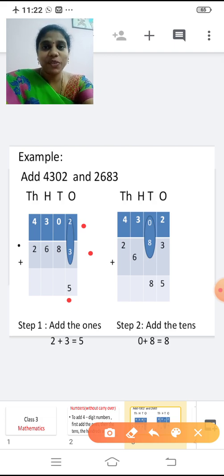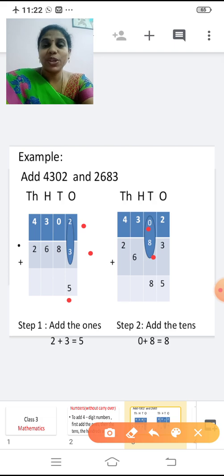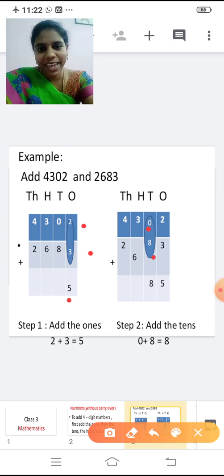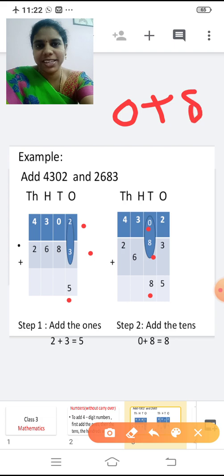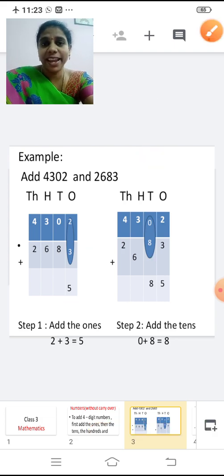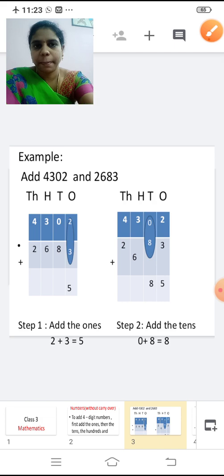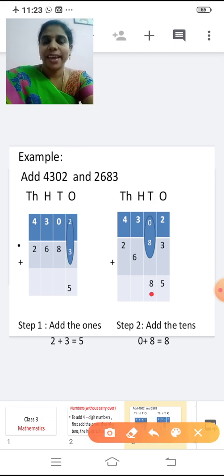Second step, you have to add the tens place, right? So what is there in the tens place? 0, 8. When you add 0 to any number, what will happen? The number will be unchanged, right? So 0 plus 8 is 8. Clear? So write it down. 0 plus 8, 8.